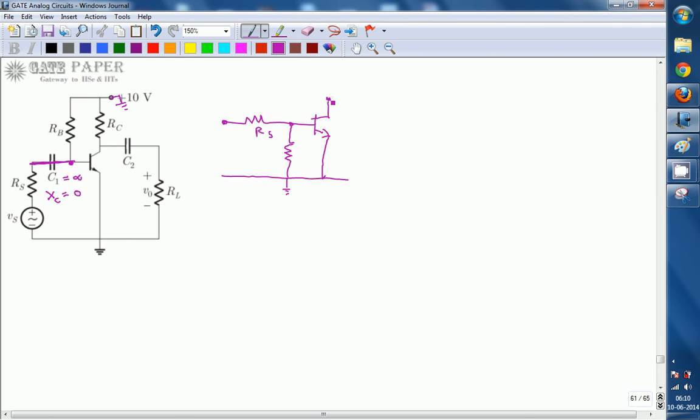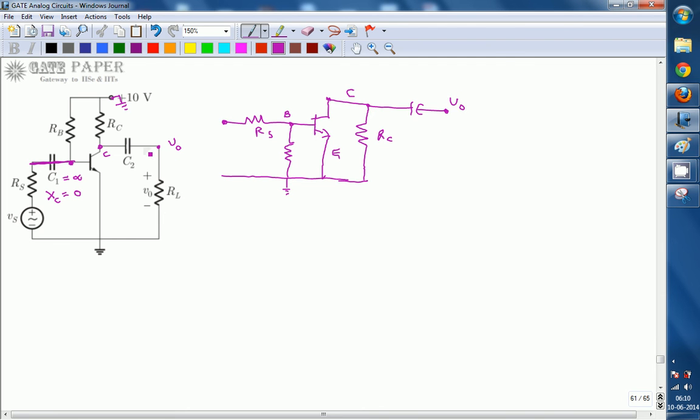If you are considering C2, first of all we have to write RC. RC is between collector and ground. This is collector, this is base, this is emitter. So RC is between collector and ground, and this is the value of RC. Next, C2 is between collector and the output node V0, so this is collector and V0 is one more capacitor we are going with.